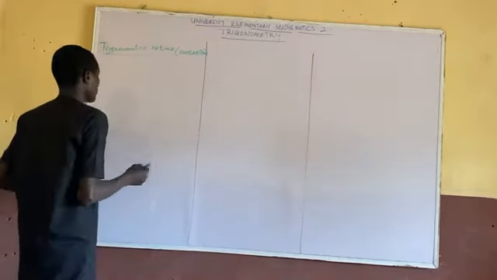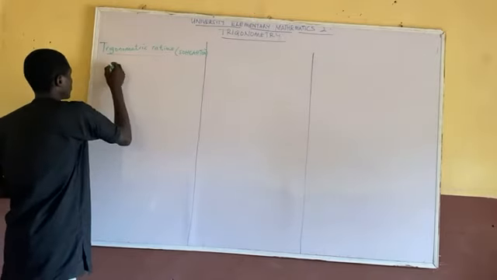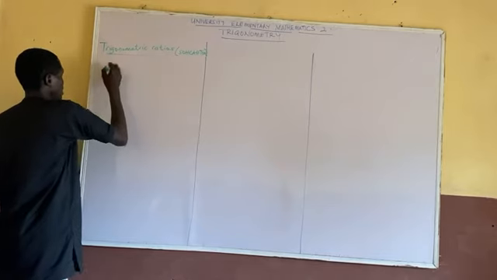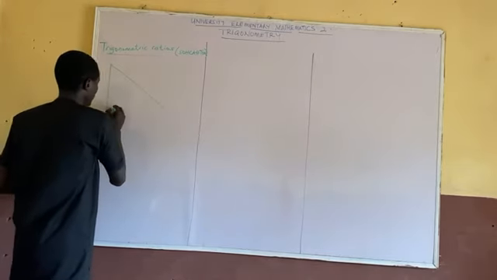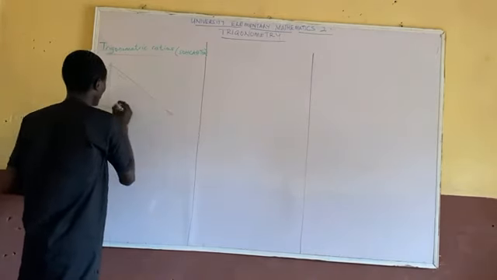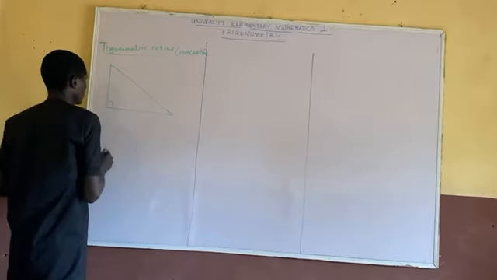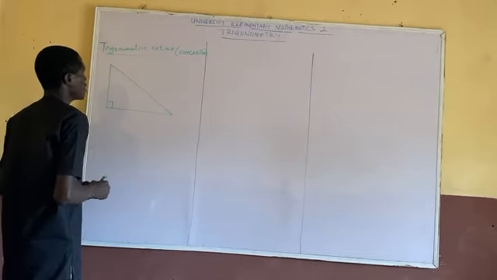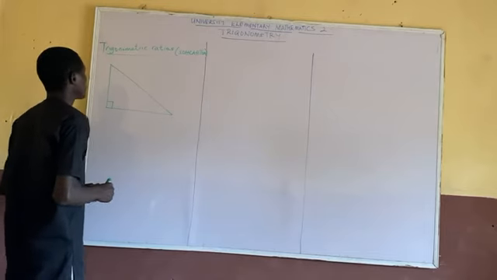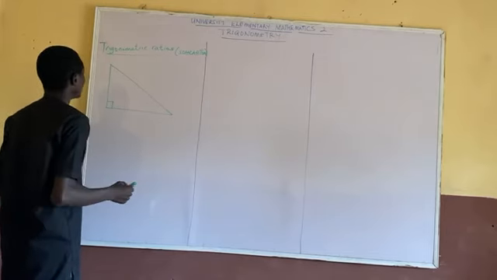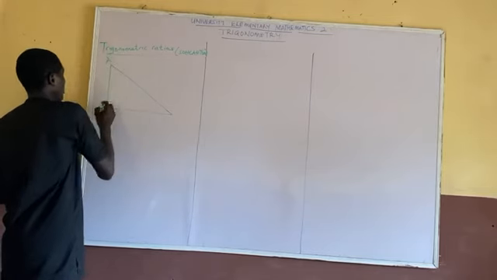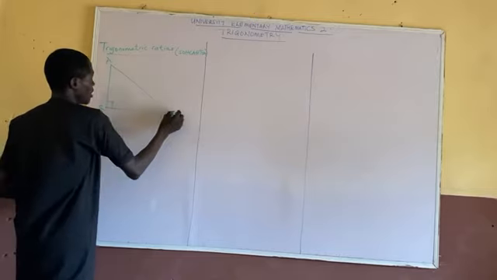Now, let me draw a right angle triangle for you. This is the diagram for a right angle triangle. You have a right angle triangle here. Now, this is a right angle triangle, and we are going to label this triangle. Now let's label it. This is A, this is B, and this is C.